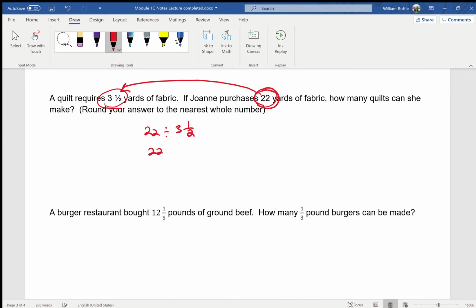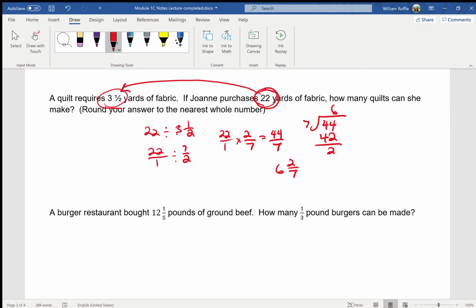So I got to make this a fraction, 22 over 1. And then I got to do 2 times 3 is 6, plus 1 is 7. And so now, since I'm dividing fractions, and this is not a mixed number, now I can flip it. Unfortunately, nothing reduces, so I just go across: 44 over 7. Then I have to do my long division to change it into a mixed number. I get 2 left over, so it's really 6 2/7.